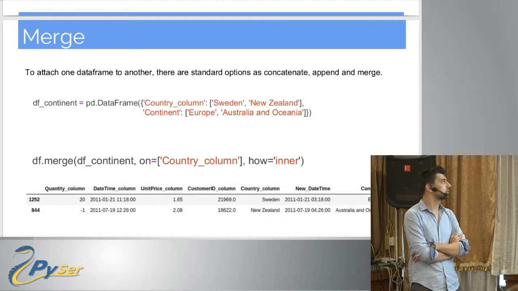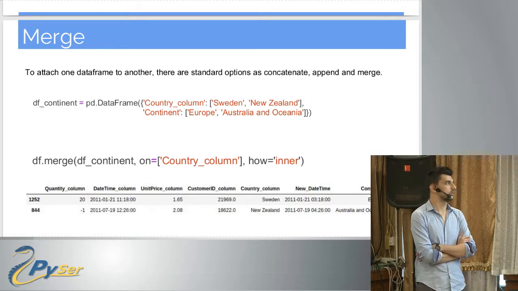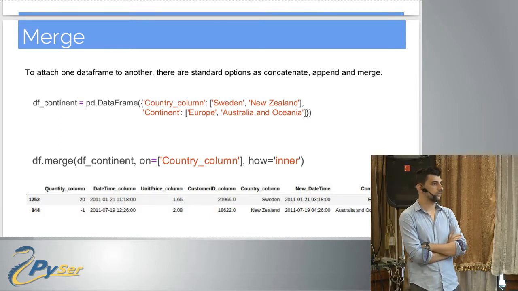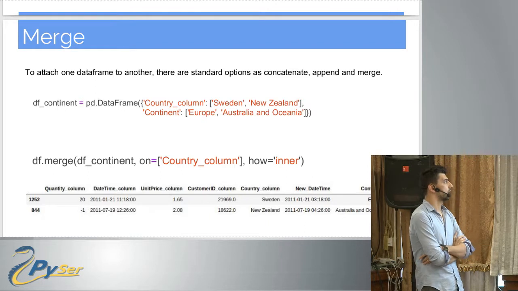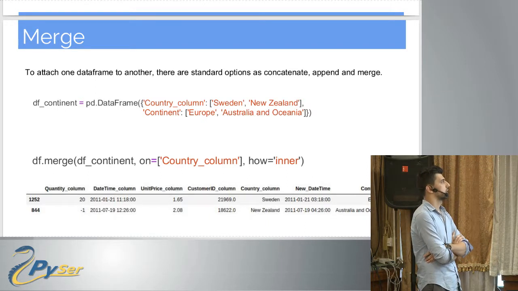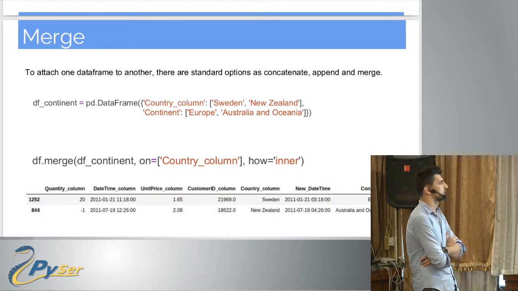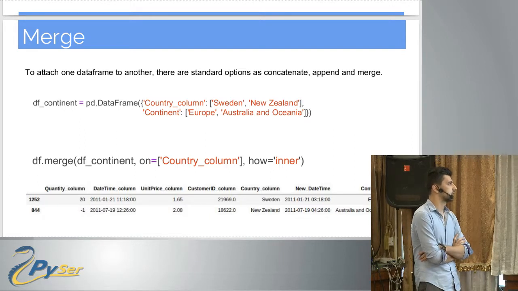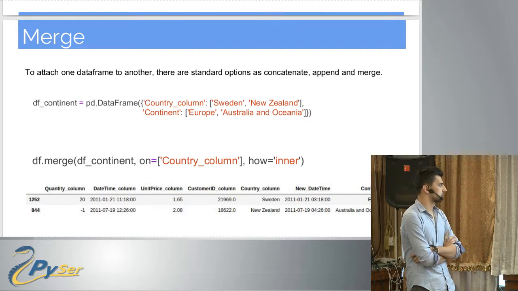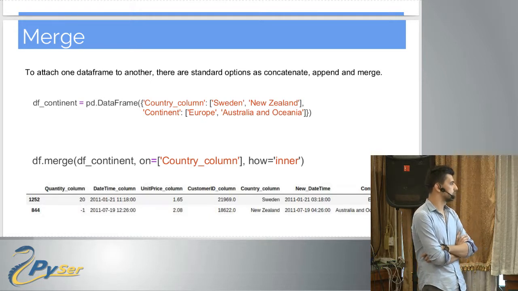To attach one, this is merging, and it's pretty similar to SQL joining. You have three types of join: left, right, inner, and outer. I created manually one simple data frame with two columns: country column and continent. I merged it with the data frame we had previously on the country column, inner, and the output is below.